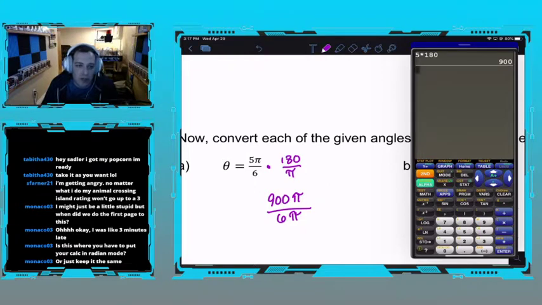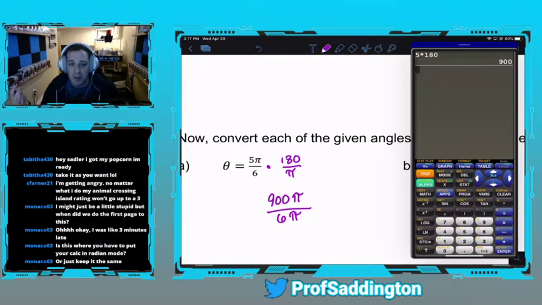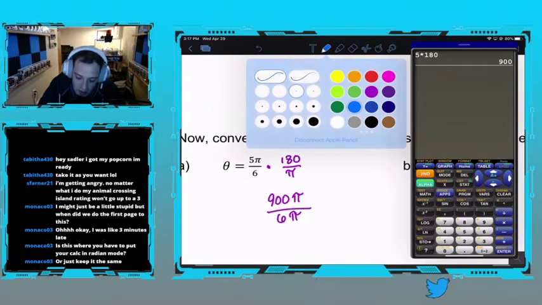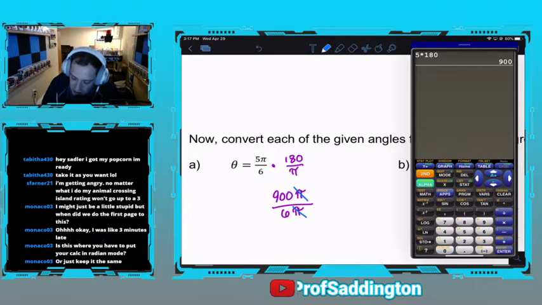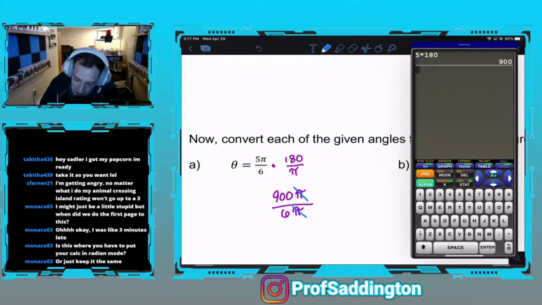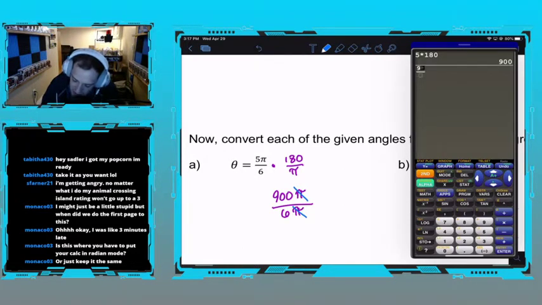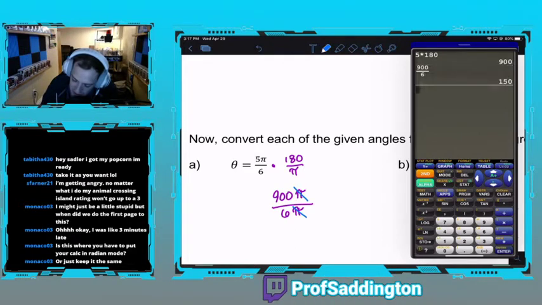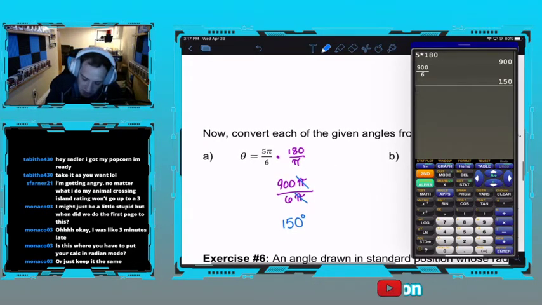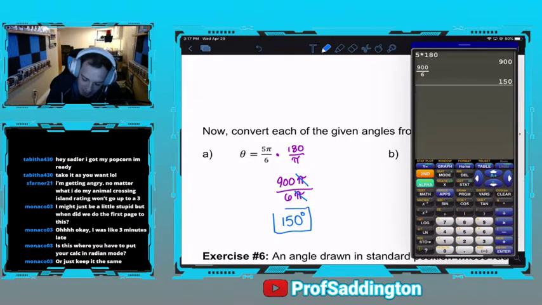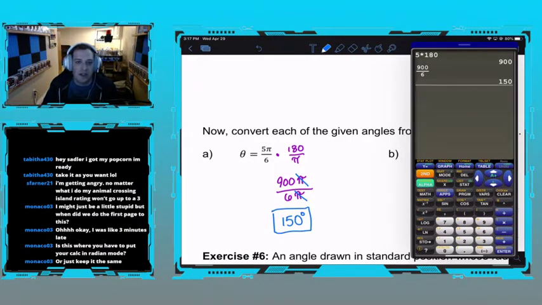Well, now we can reduce this. Since we have pi on top and bottom, we're allowed to cancel both of those out. So now all I have to do is 900 divided by 6. Oops, I was doing it right. 900 over 6, and it tells me I'm going to have 150 degrees. So 5 pi over 6 is the same thing as 150 degrees.